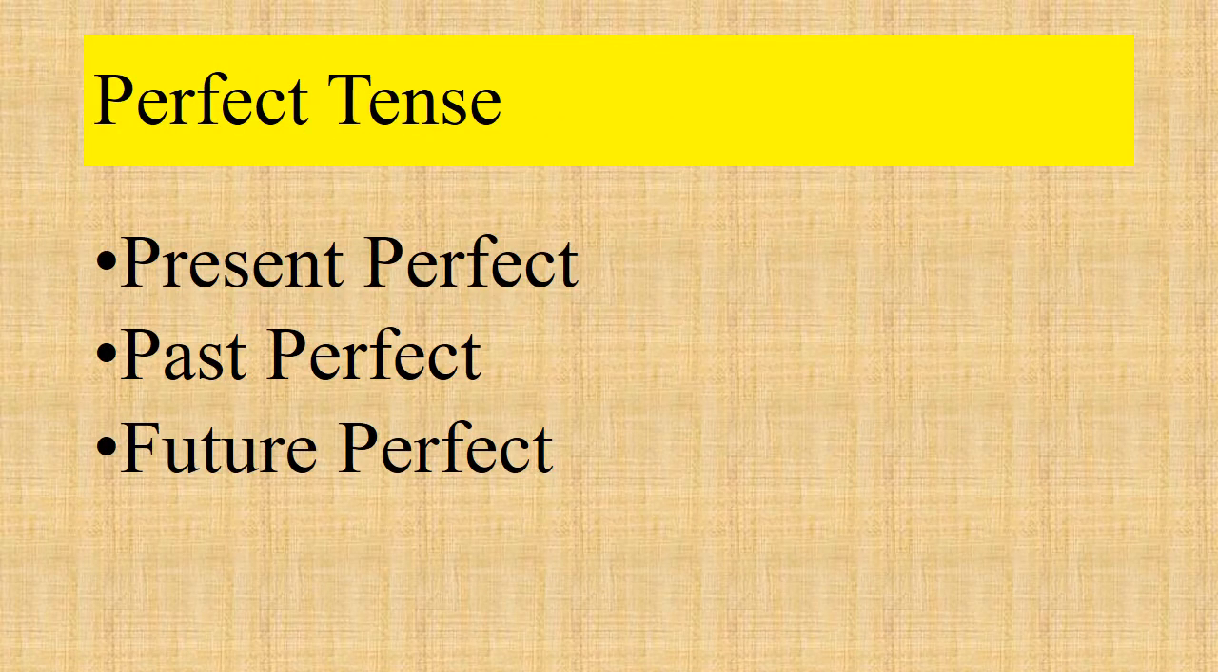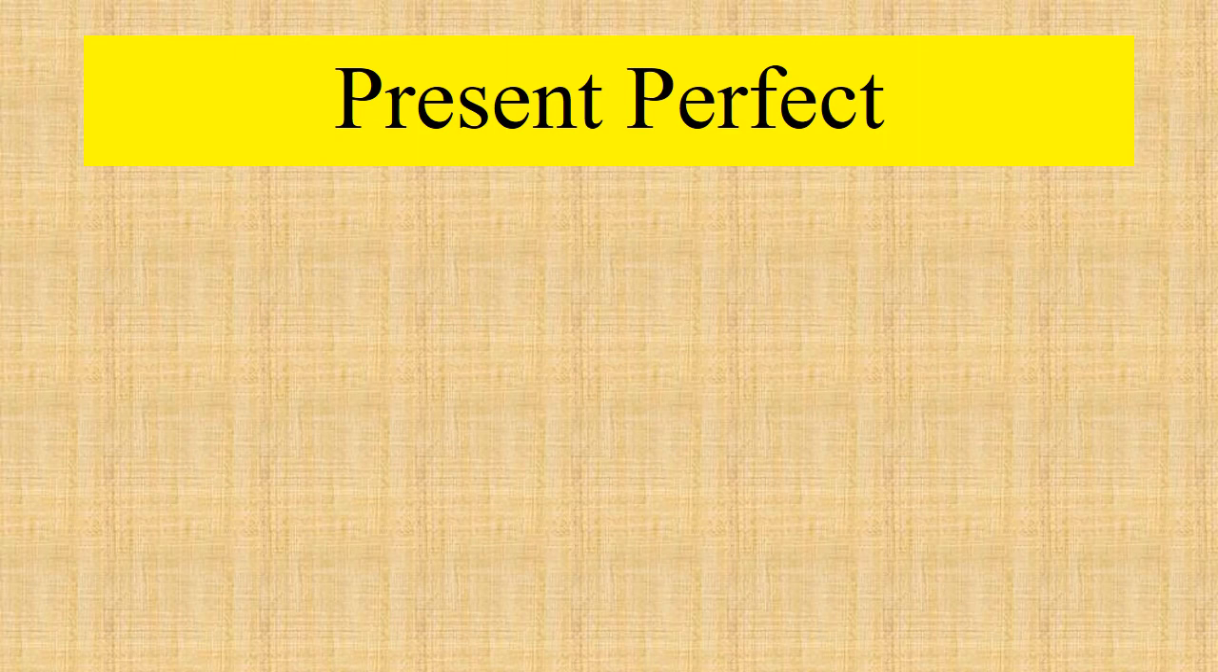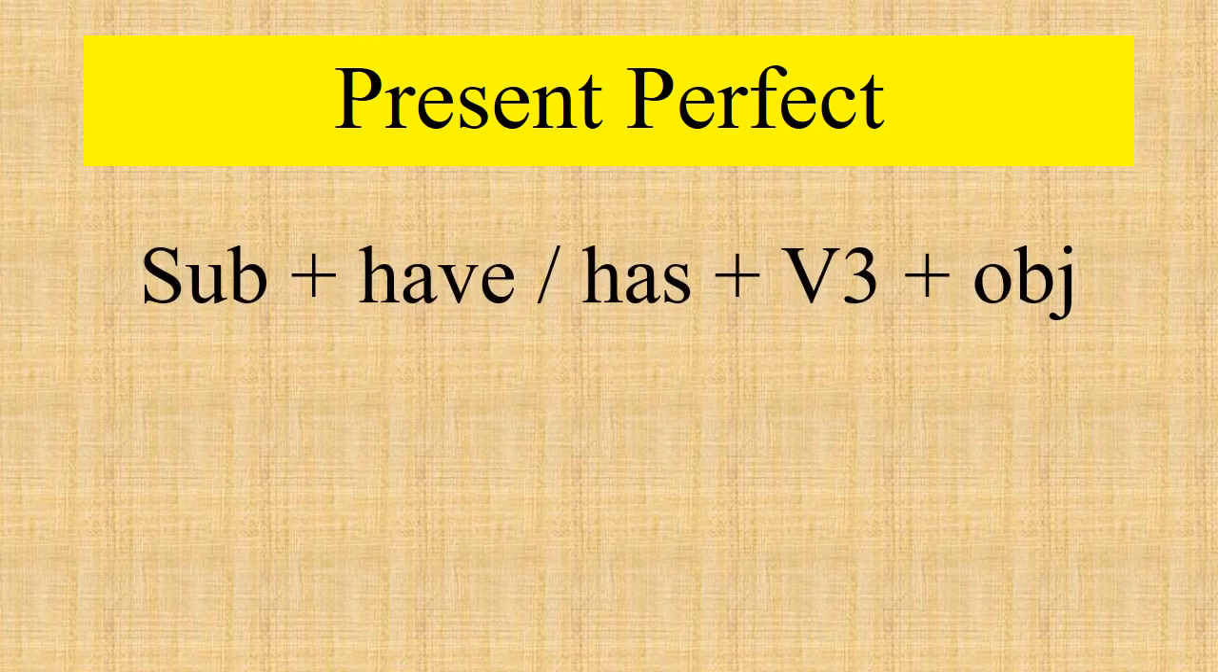Now the next form of tense is the perfect tense. Under perfect tense we will learn present perfect tense, past perfect tense and future perfect tense. Present perfect tense. The formula for present perfect is subject plus have or has plus V3 plus object. Now what is V3? V3, as I've already told you before, is the past participle form of the verb. That means for eat, it will be eaten. For play, it can be played.